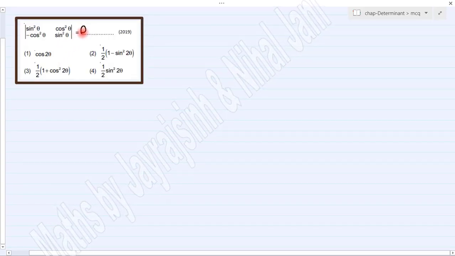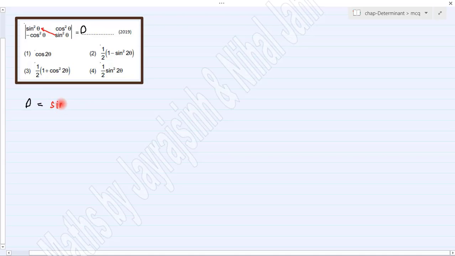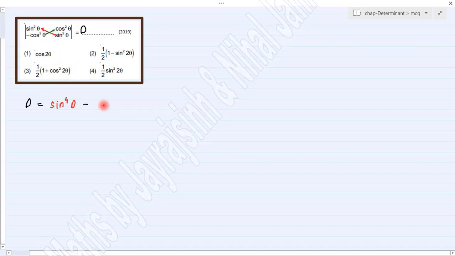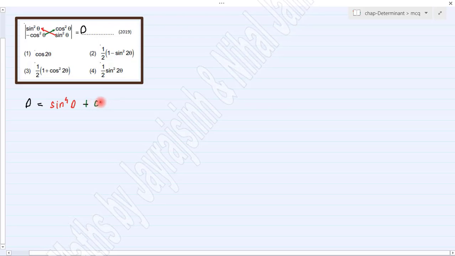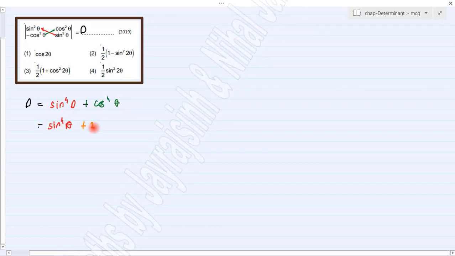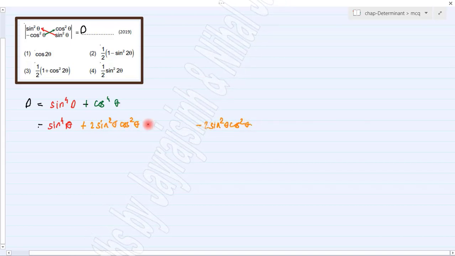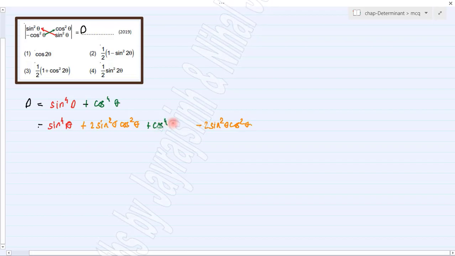Here we have to find the value of this determinant. So sine square theta multiplied with sine square theta will give us sine raised to 4 theta, minus cos square theta multiplied with cos square theta will give us plus cos raised to 4 theta. The answer is not given in these terms. So to simplify, let's add and remove 2 sine square theta cos square theta, and your cos raised to 4 theta will be as it is.